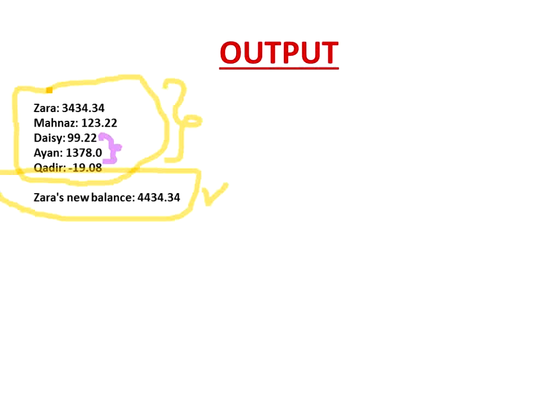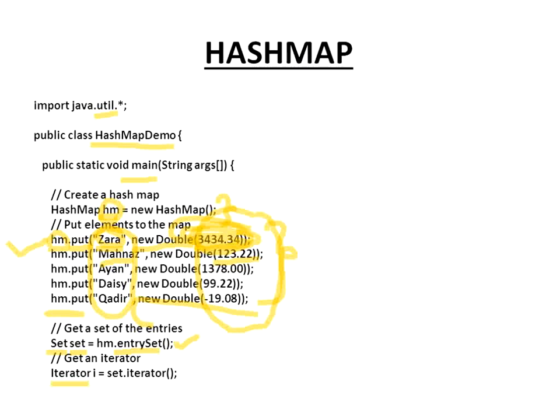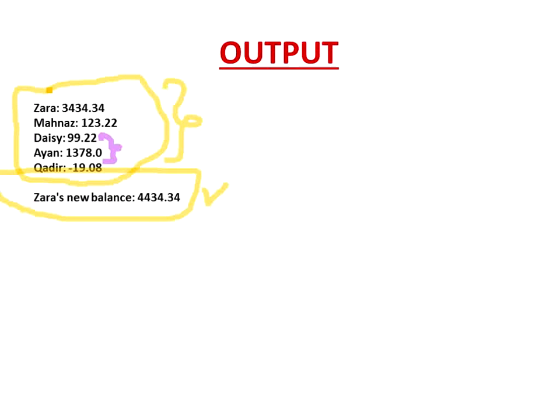Here you should have Ayan first. Okay? Because here we have Ayan before Daisy. So here you have to make this correction. Here it should be Ayan first and Daisy next. It should be in the same sequence in which it was entered. Okay?